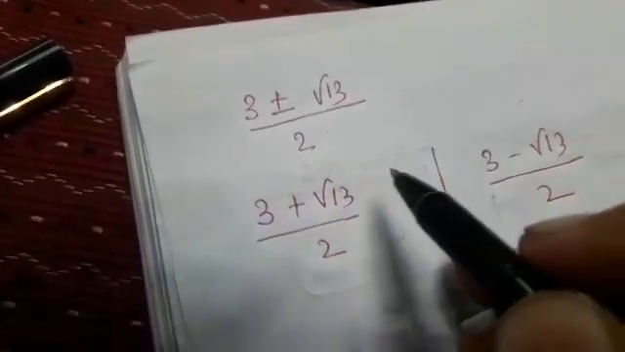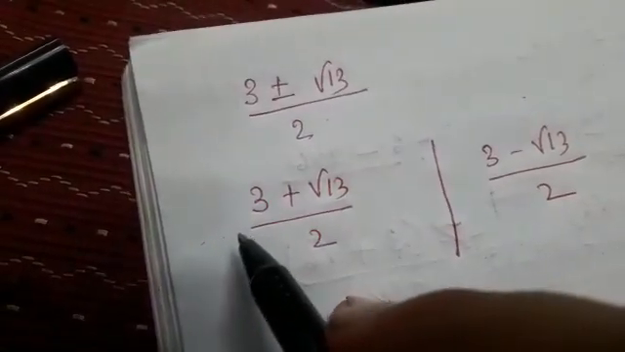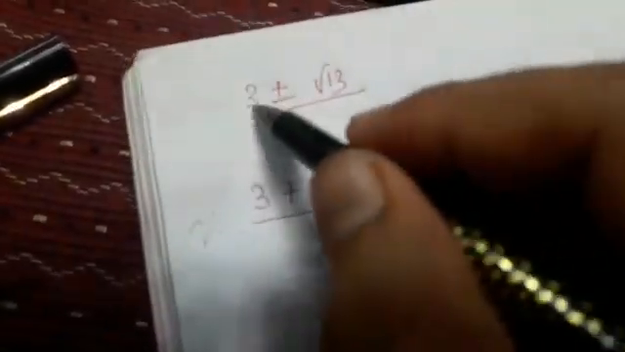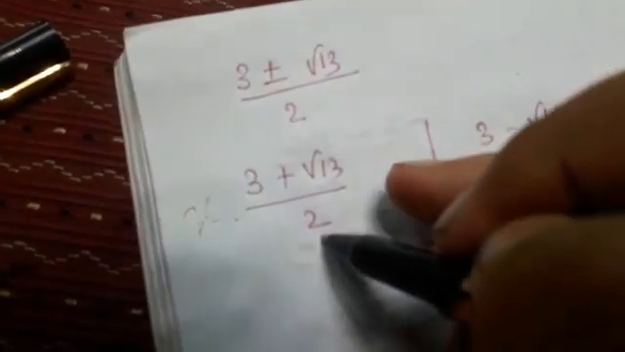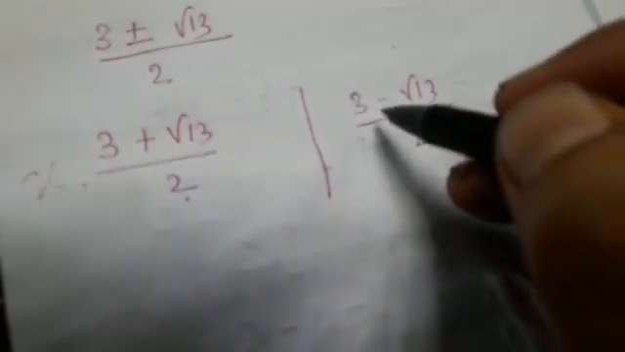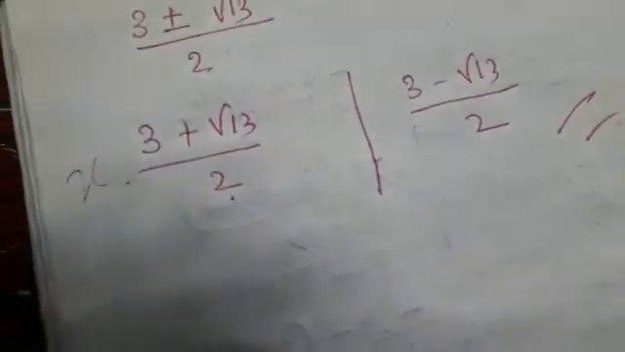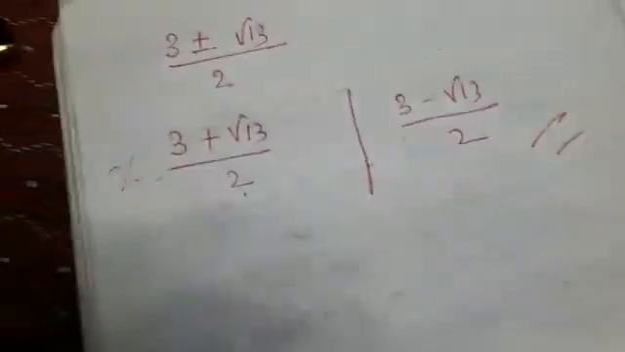Clear? So now you split it. So your first root is x equal to 3 plus root 13 by 2. And the other root is 3 minus root 13 by 2. So these are the two respective roots for this quadratic equation.